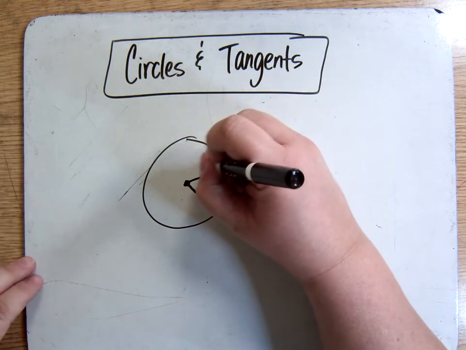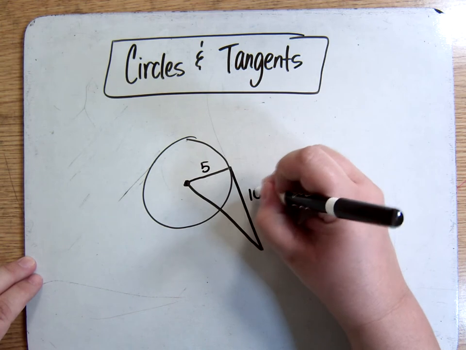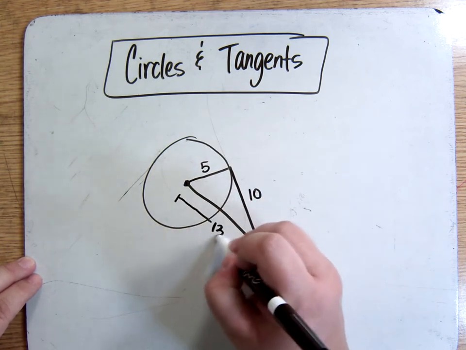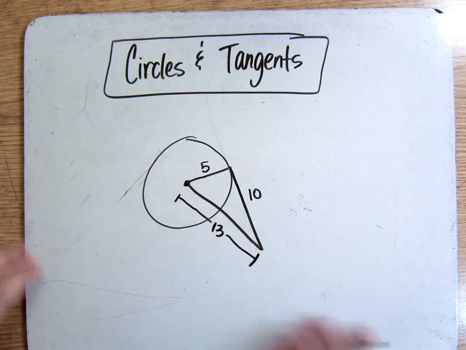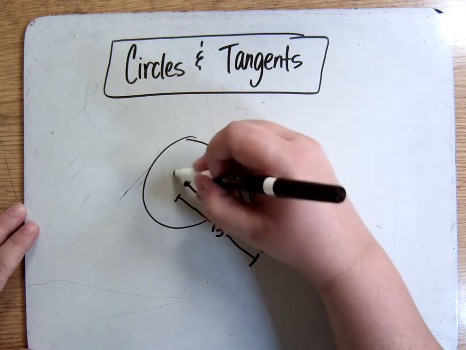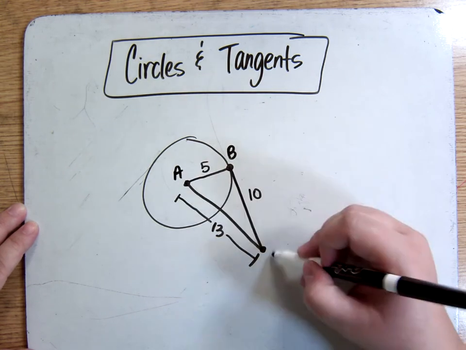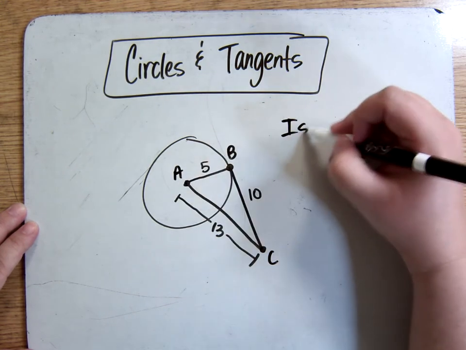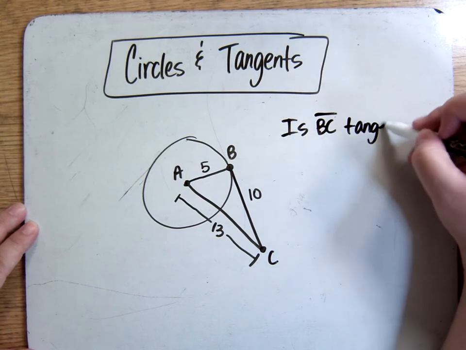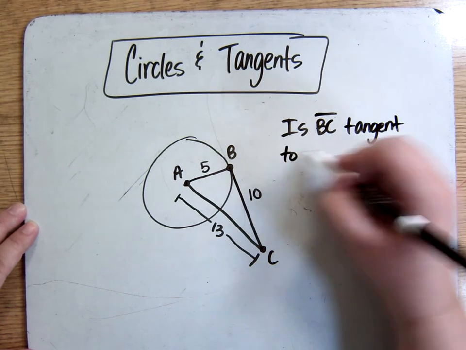and it says, okay, this is 5, and this is 10, and this whole length is 13. Let's go ahead and give these some letters. How about A, B, C? And it'll ask me something like, is BC tangent to circle A?